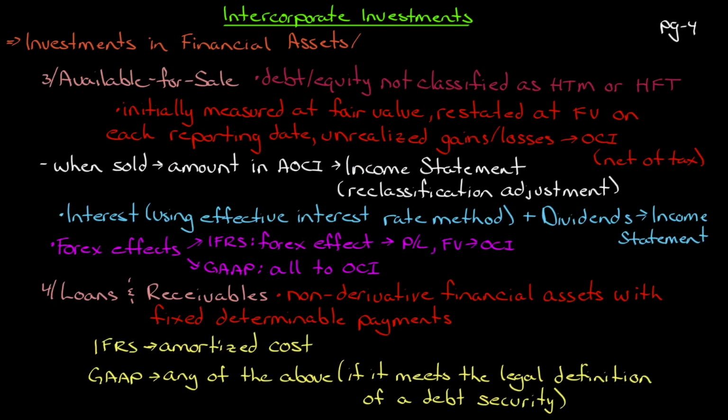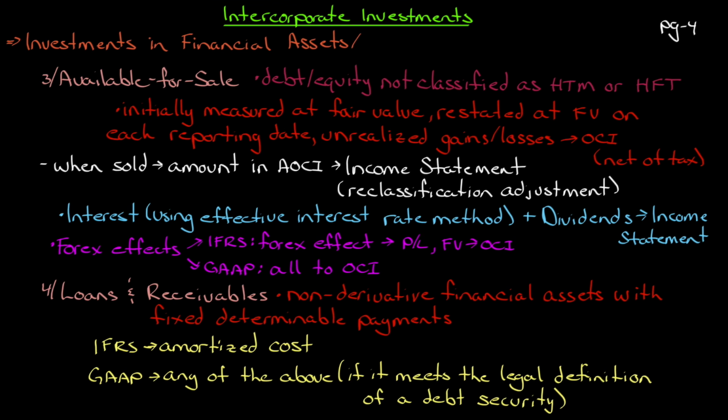This is debt or equity not classified as held to maturity or held for trading. Initially measured at fair value, it is restated at fair value on each reporting date, pretty much the same as held for trading. Any unrealized gains or losses go to OCI instead. Held for trading, it goes to the income statement. Available for sale goes to OCI, net of tax. When it's sold, the amount in accumulated other comprehensive income will then go to the income statement because it is realized, and it goes to the income statement in a category called reclassification adjustment.